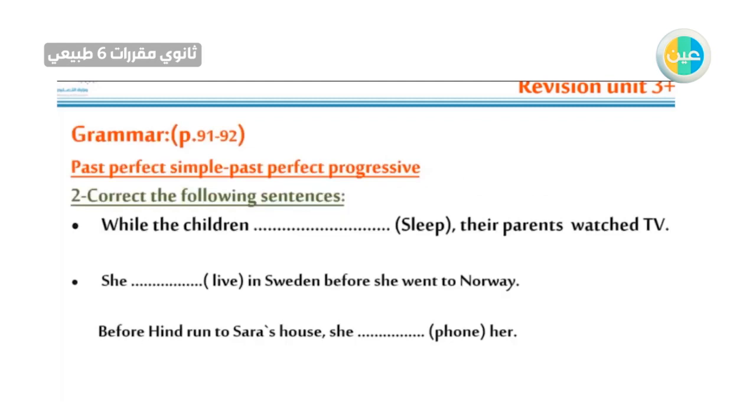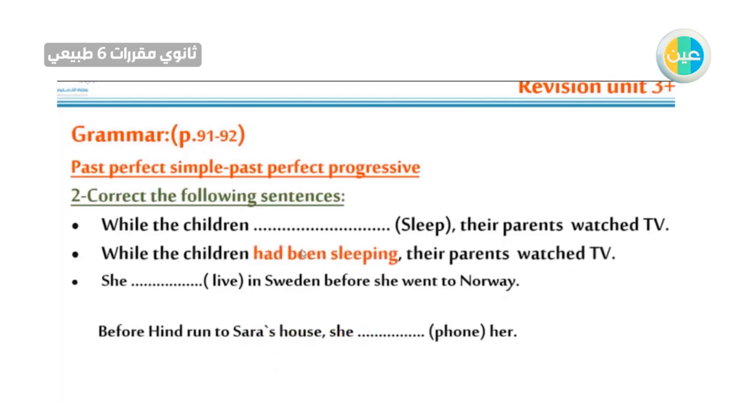While the children sleep, their parents watch TV. So sleep, yes. Had been sleeping. This is the past perfect progressive. Had, then the verb with ing. So easy rule or structure.